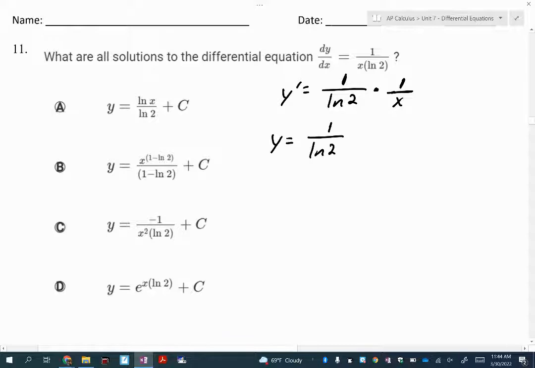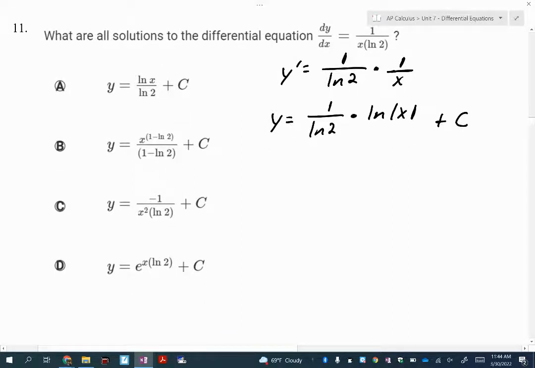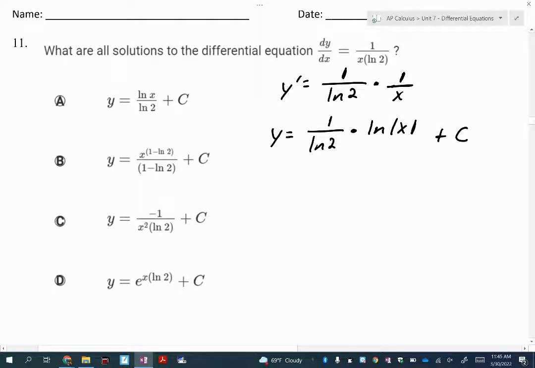And then the antiderivative of 1 over x, and I'll show you guys in class, this is x to the negative first power. That's going to be times the natural log of the absolute value of x. And we have our big giant plus c at the end. So if you put those together, you'll have the natural log of x divided by the natural log of 2, which gives us answer choice A.